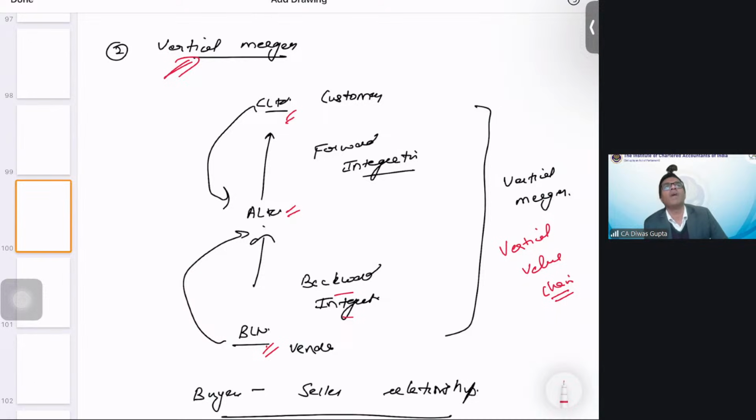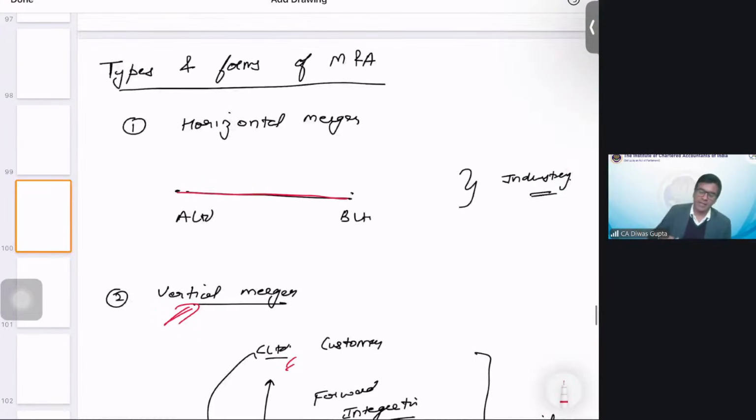Now, why is it relevant? The vertical merger is a very powerful merger. It will help you take the benefit of your buyer and seller relationship, and again work on the economies of scale. Yes, there is a horizontal integration that happens. That is the horizontal merger. Okay.